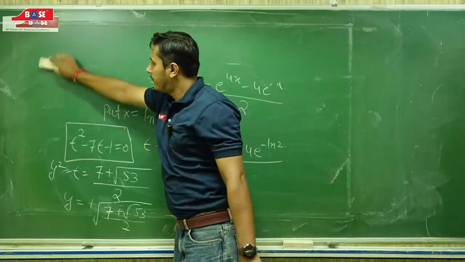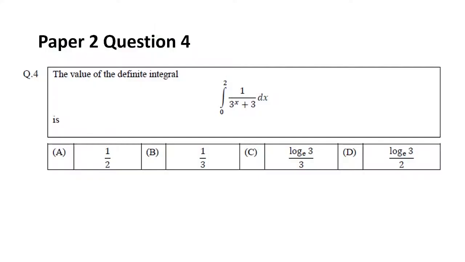Now see question number 4. We didn't expect this kind of question to come directly in JEE Advanced, but what can we do, it came in the paper. What is the question? You have to find this integral value. The integral is 0 to 2 dx upon 3x plus 3. This is I.